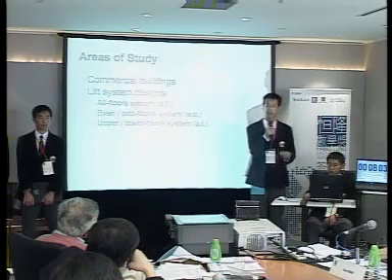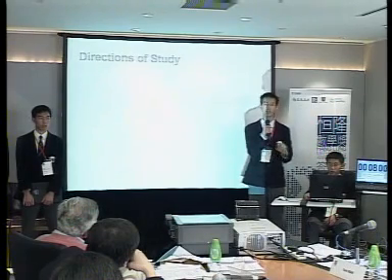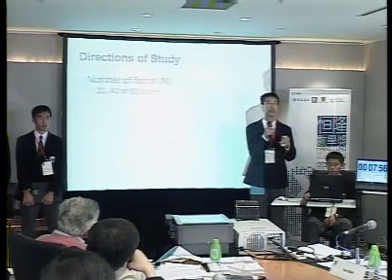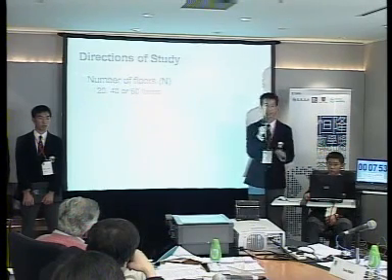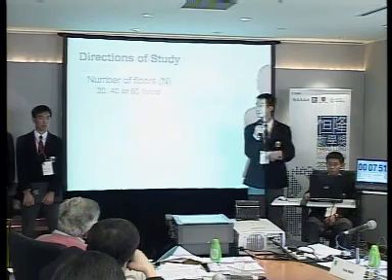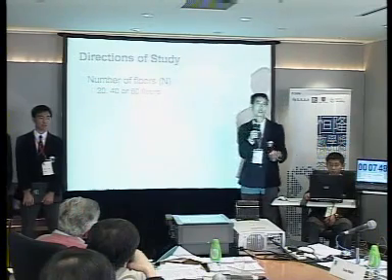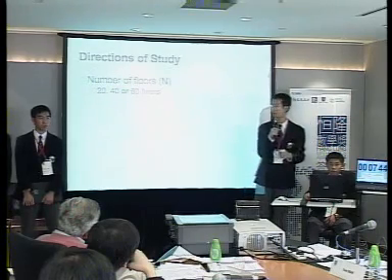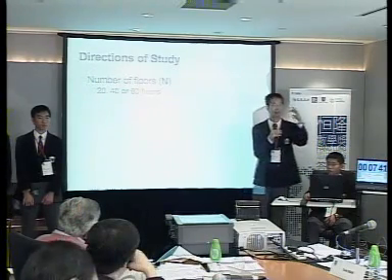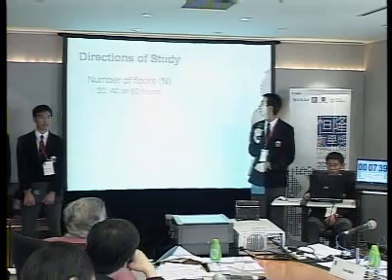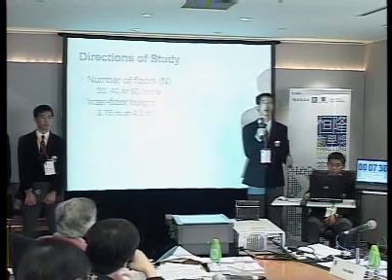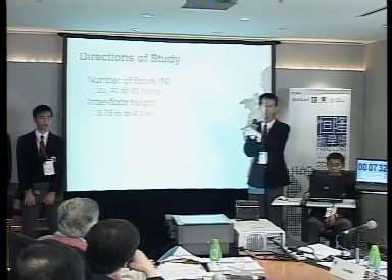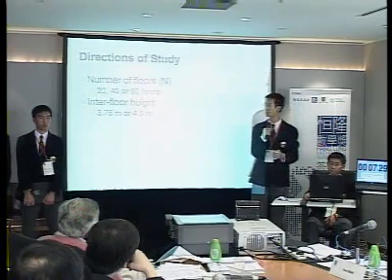Now, we come to the directions of our study. Firstly, we have set three values for simplicity for the number of floors: 20, 40, or 60. We chose this so that 20 will represent the relatively shorter buildings, 40 will represent the medium height ones, and 60 will represent the relatively taller ones. We have also set the interfloor height to be either 3.75 meters or 4.5 meters. The interfloor height is the distance between two adjacent floors.